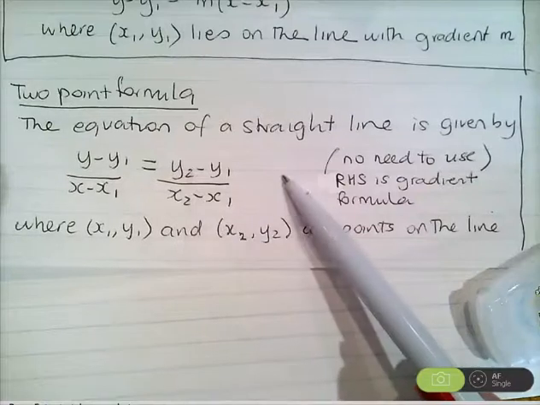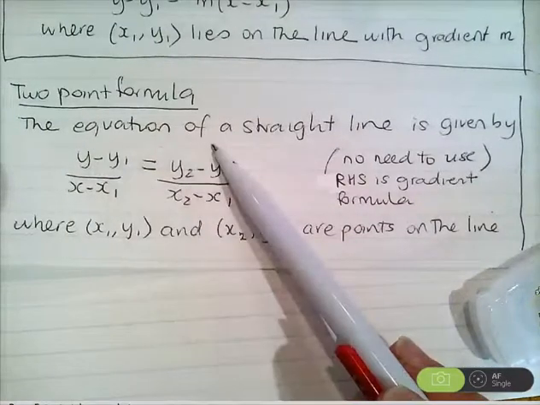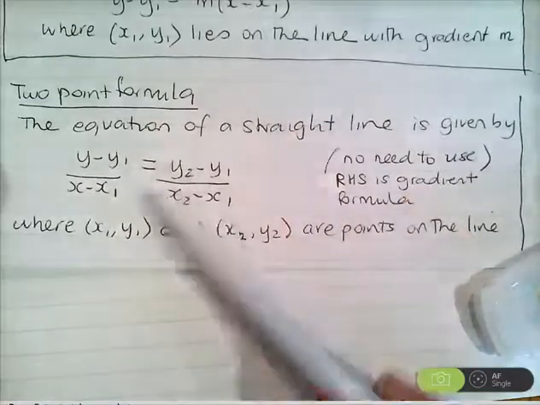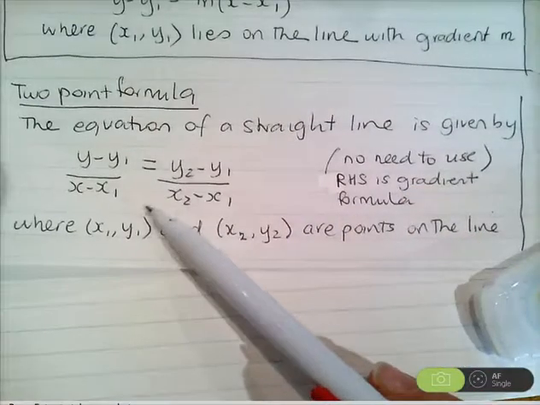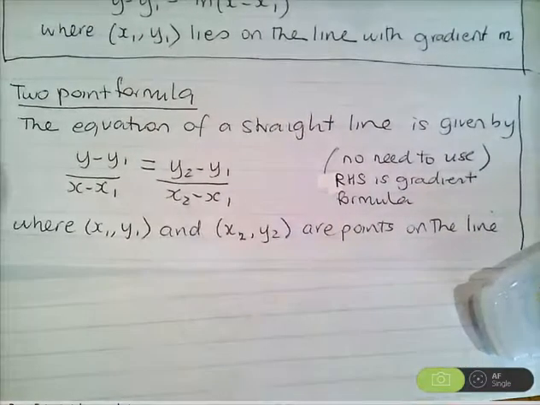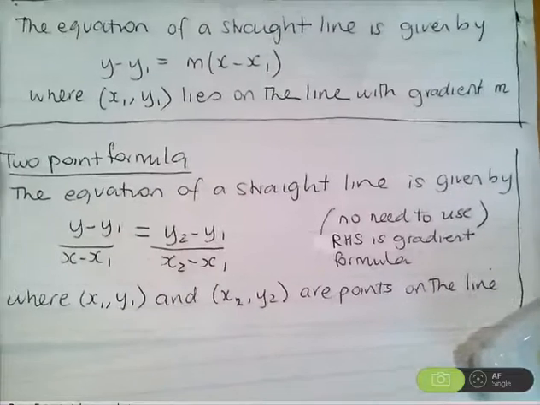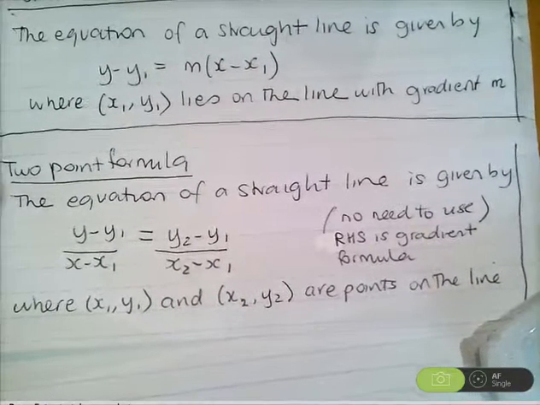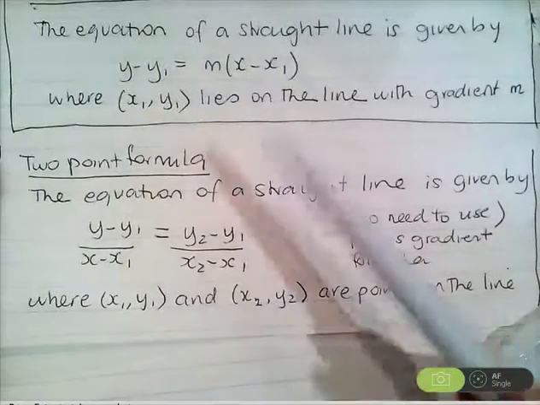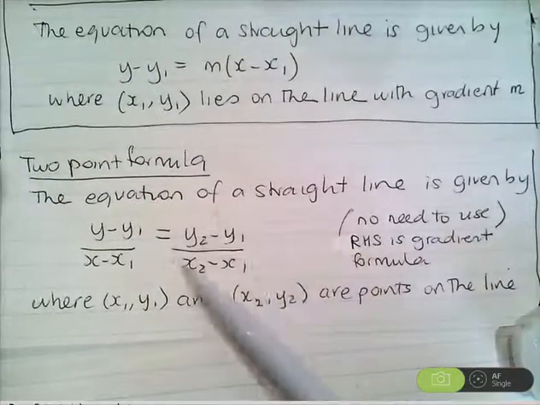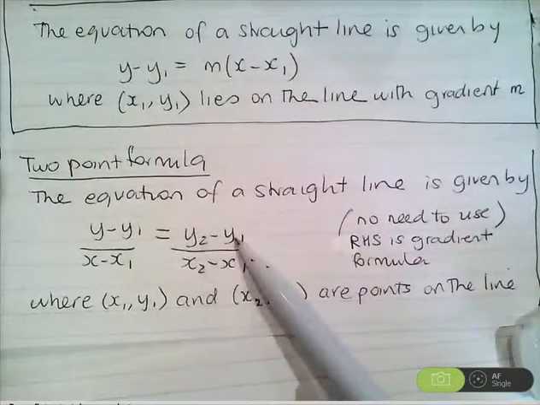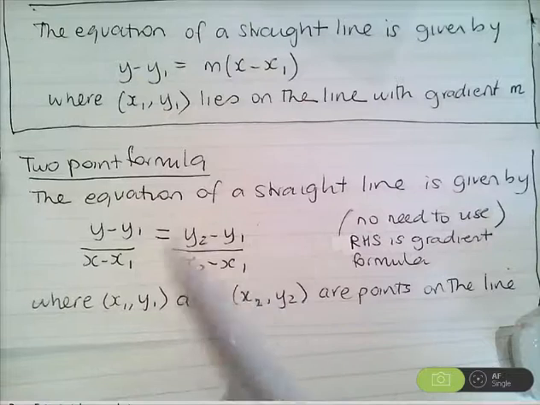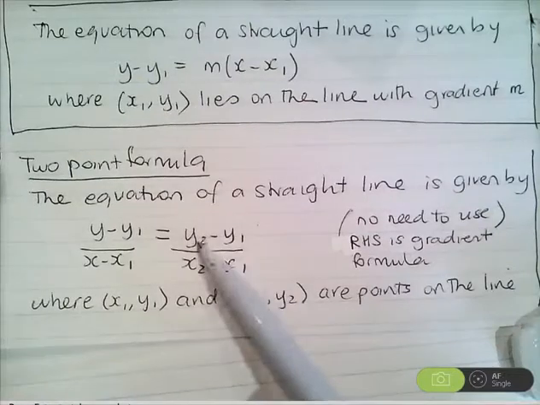Now, I don't use this. If I'm given 2 points, I use the point gradient formula. What I do is I find the gradient of the line joining the 2 points, and then I just use the point gradient formula. But if you look at the 2-point formula, the 2-point formula is actually the point gradient formula, because if we look at this here, y2 minus y1 over x2 minus x1, that actually equals m. That's the gradient formula there.